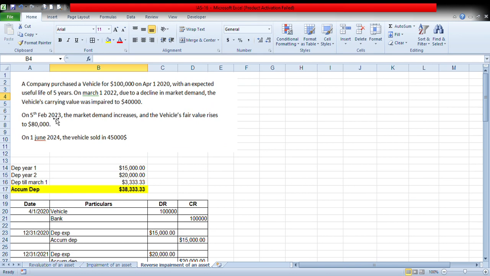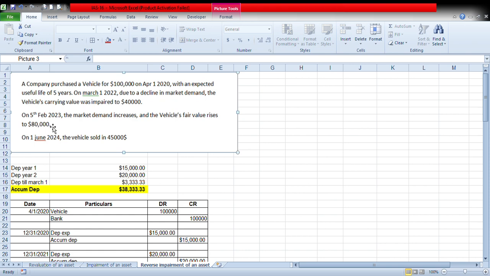My fair value, meaning my recoverable amount, is increasing. 80,000. Before that it was 40,000. Now again the trend changes, and now it became 80,000. But here IAS 36 tells us that we can't record the full recoverable amount of 80,000. Understand? No, we can't record this. We can't take this $80,000.